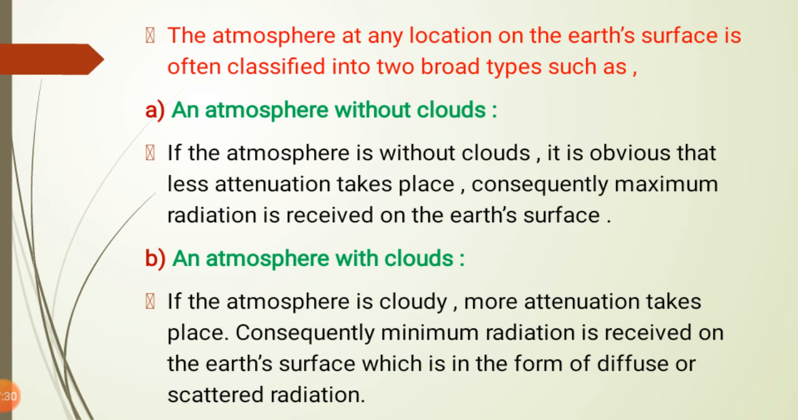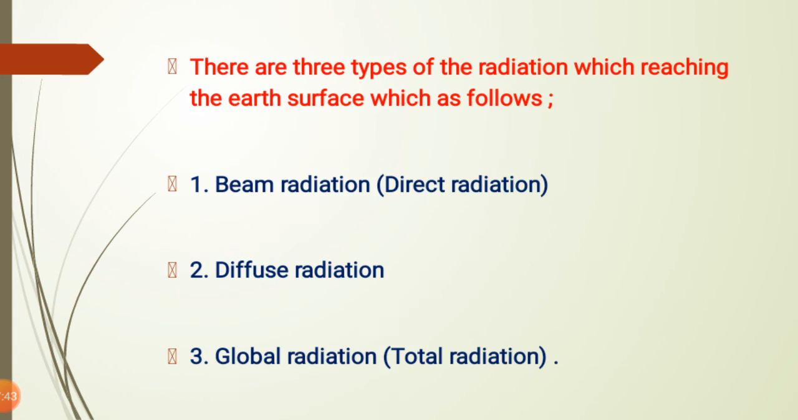So this is all about the radiation which is present at the Earth surface, or which is coming to the Earth surface. So these are two phenomena that take place in the radiation coming to the Earth surface, that is the absorption and the scattering. These two phenomena are very important for the radiation intensity.